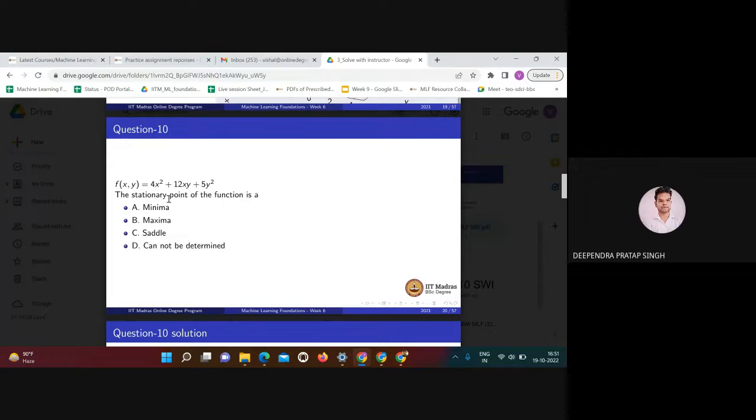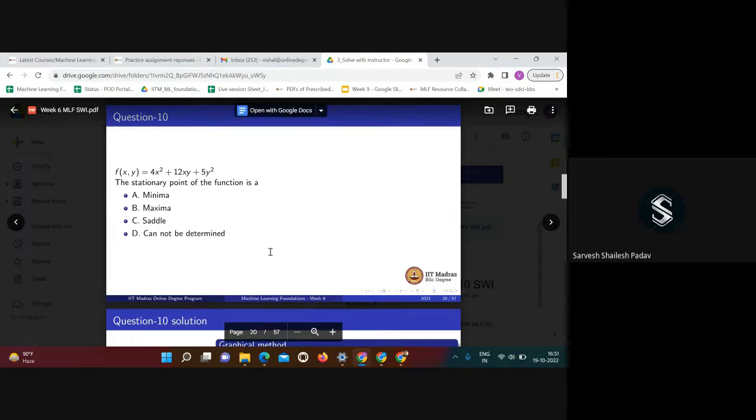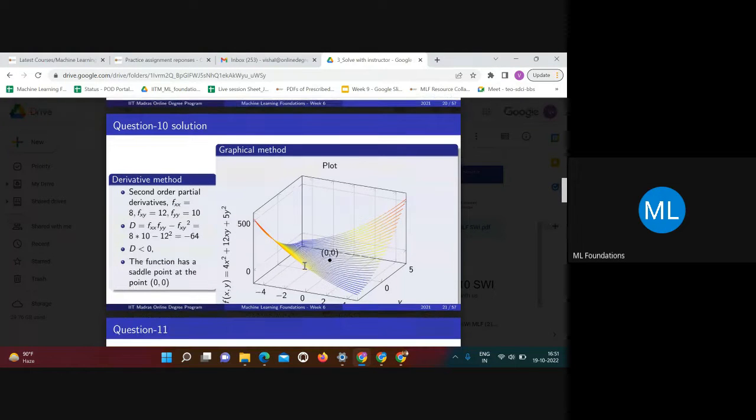I think again it's a minima. It's a minima or a saddle point? No, it won't be. See, this is the function. The determinant is less than 0, right? Because the determinant is AC minus B square.